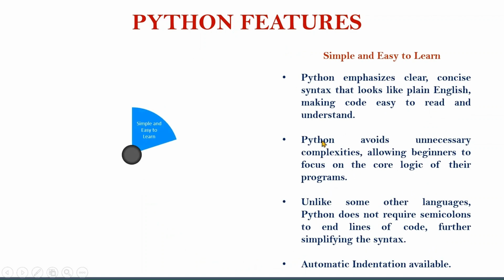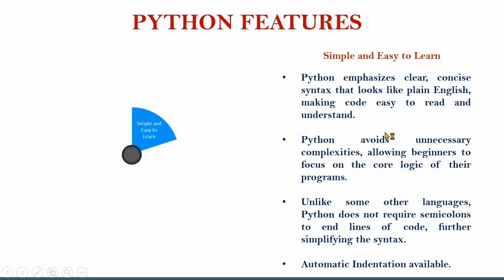Now the first one is simple and easy to learn. Why do we say it is a very simple language and very easy to learn and understand? Python emphasizes clear, concise syntax, in plain English, the normal English we write and read, making the code easy to read and understand. The main thing is you need to be able to write the code, read the code and understand. So that is the ultimate aim.